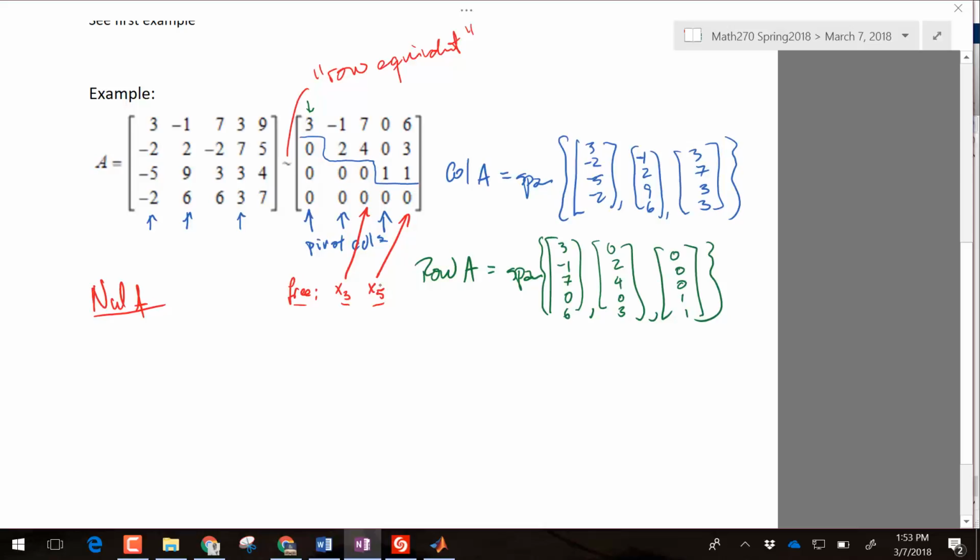So x4, if I look at this row over here, x4 is going to equal negative x5. Right? You bring the 1 over to the other side with the x5.